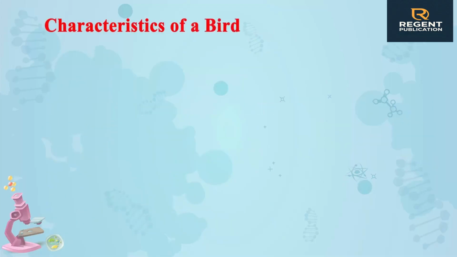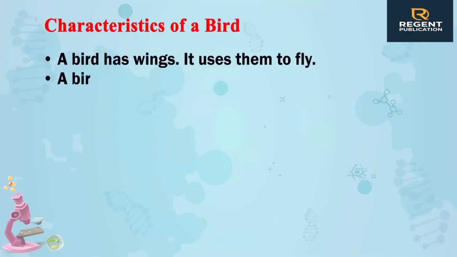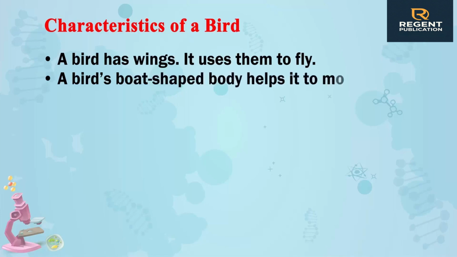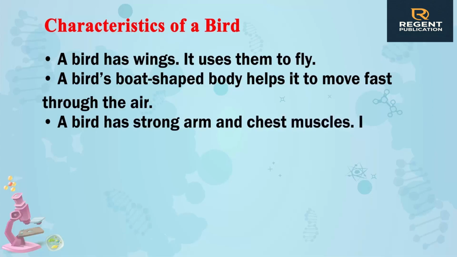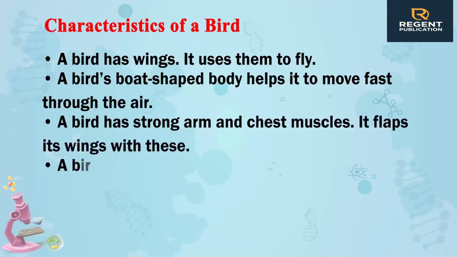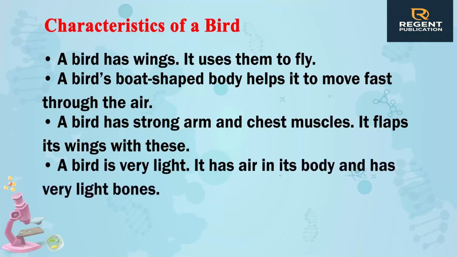Characteristics of a bird. A bird has wings. It uses them to fly. A bird's boat-shaped body helps it to move fast through the air. A bird has strong arm and chest muscles. It flaps its wings with these. A bird is very light. It has air in its body and has very little bones.